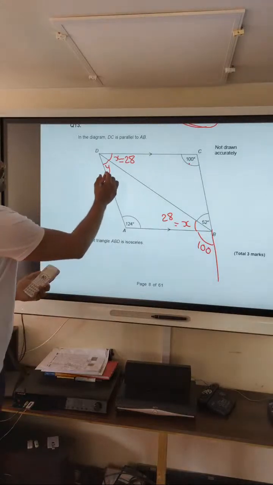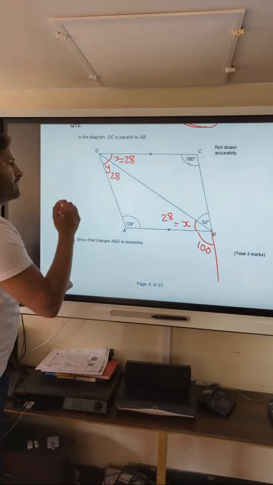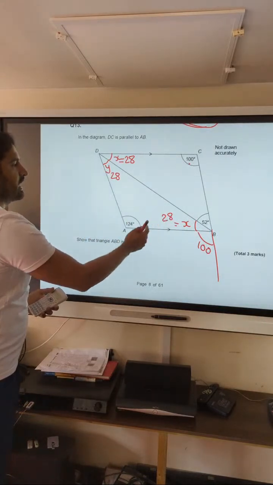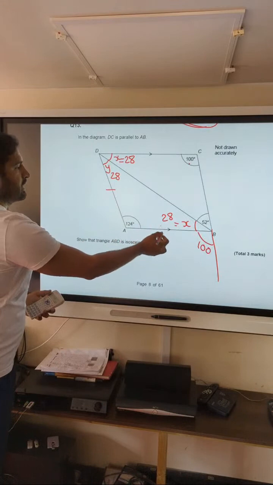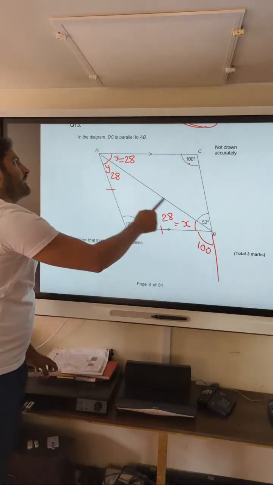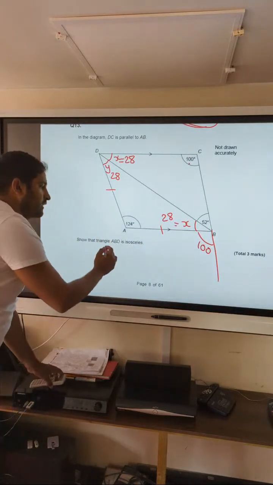And I get that one to be 28 as well. Just happen to be 28. So once you know that these two angles are exactly the same, therefore that length is going to be exactly the same as that length, which makes this triangle here, A to B to D, an isosceles triangle.